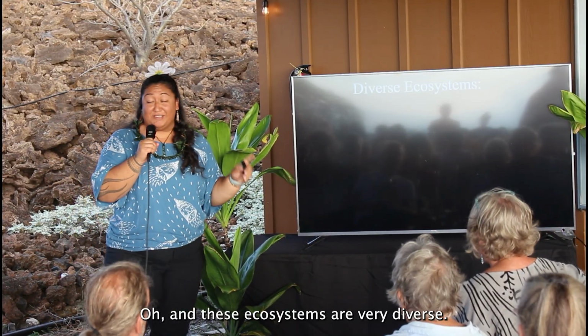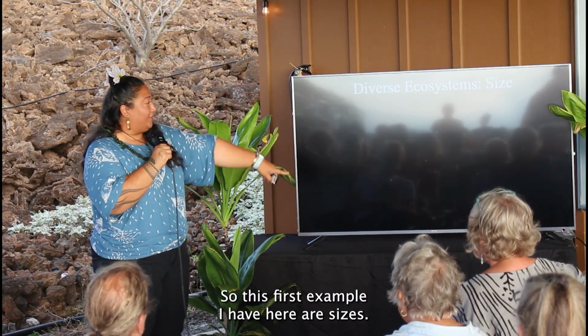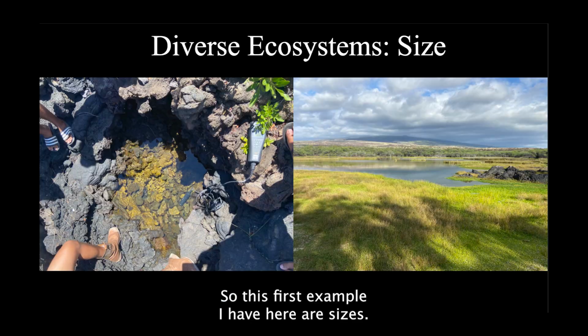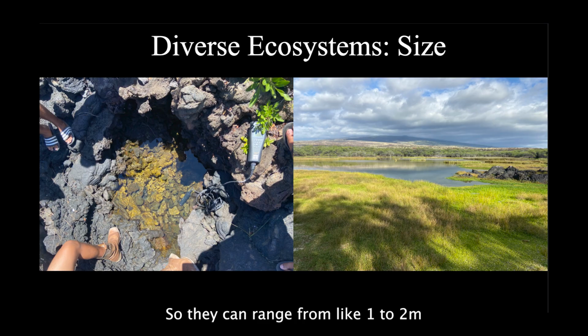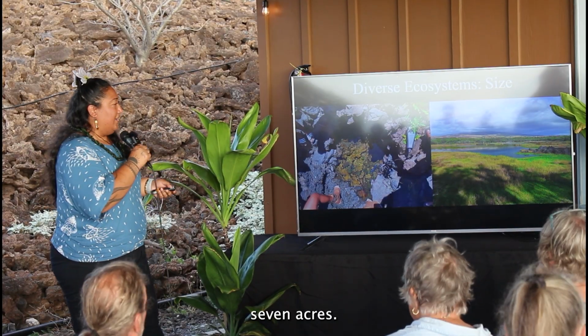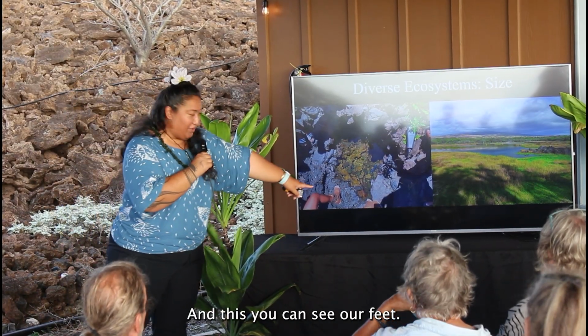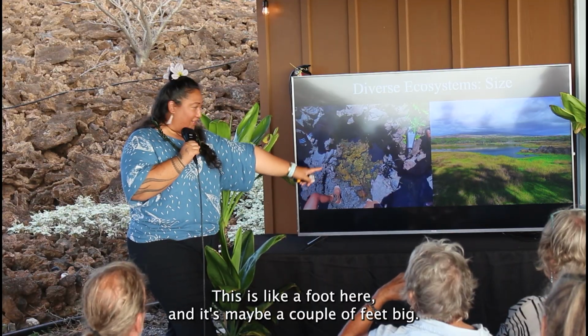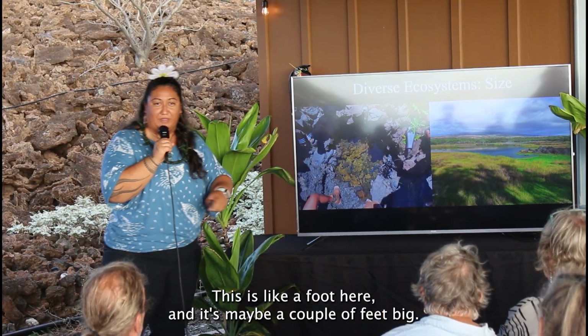Oh, and these ecosystems are very diverse. So this first example I have here is sizes. They can range from like 1 to 2 meters all the way up to hectares big, maybe even bigger. I think this one is 3 or 4 hectares, which is like 7-ish acres. And this, you can see our feet. This is like a foot here, and it's maybe a couple of feet big.